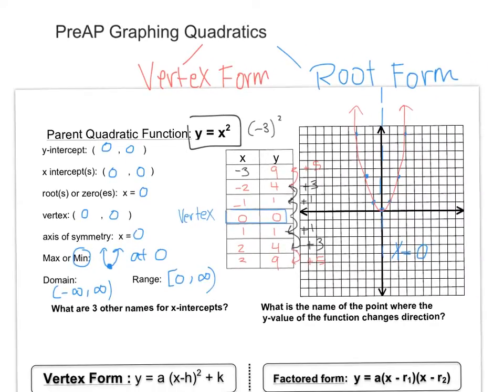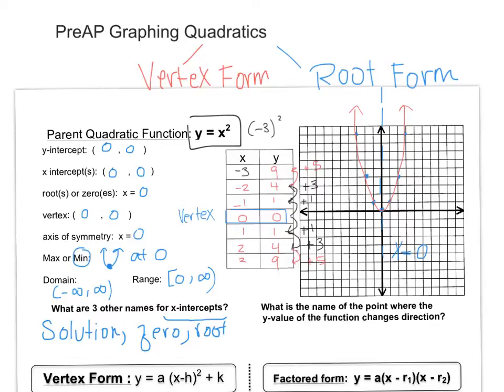Now, what are the 3 other names for x-intercepts? What do you think? Solution, 0, root. They all mean the same thing. Now, what is the name of the point where the y value of the function changes direction?